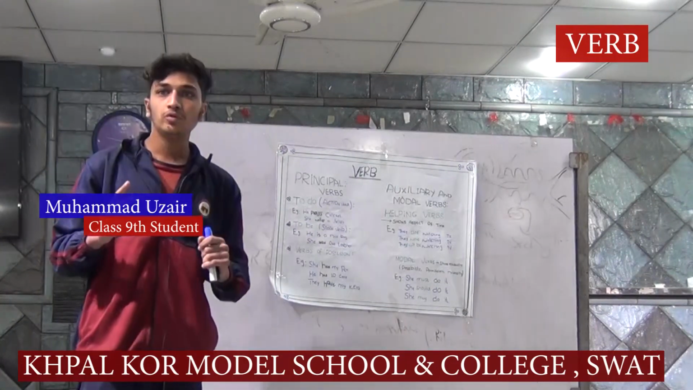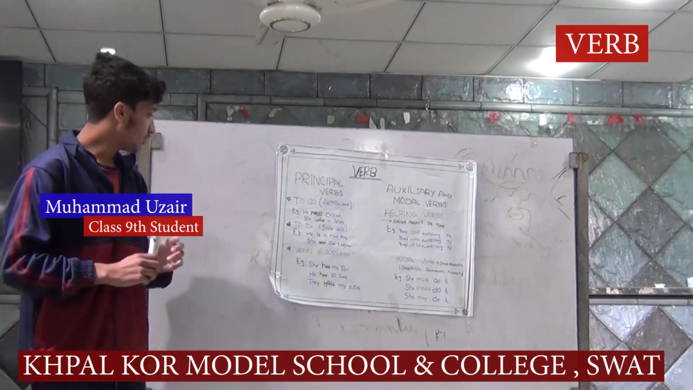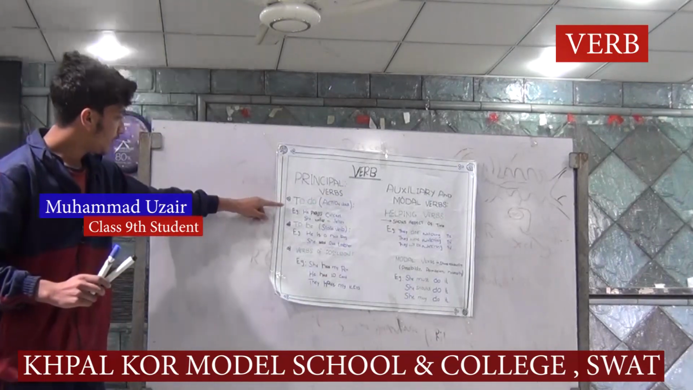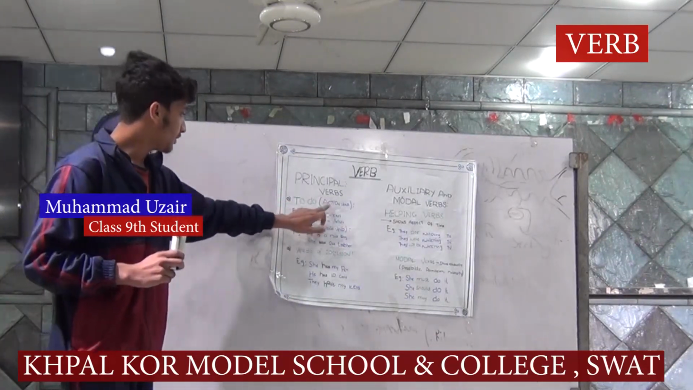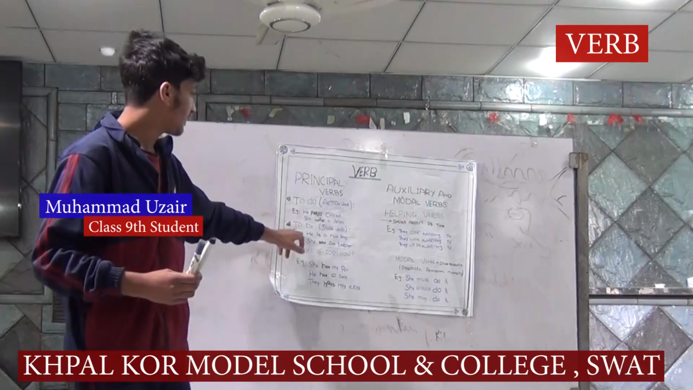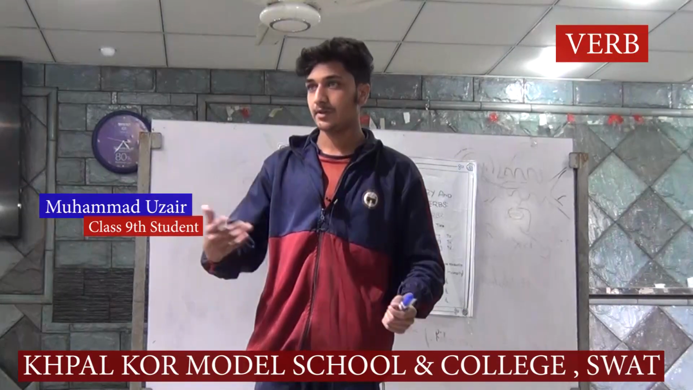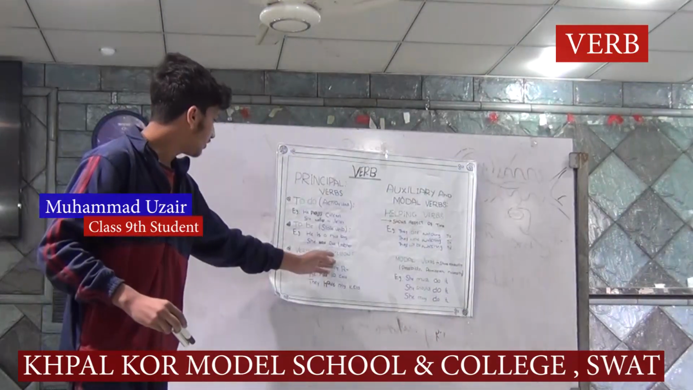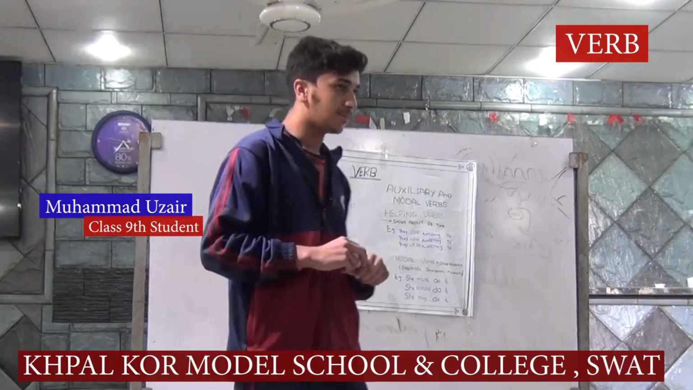Principal verbs have three functions. Sorry, it has two functions. Number one is to do, which means an action verb. Number two is the state verb. It shows a state. I will explain how. And number three is called verbs of possession.